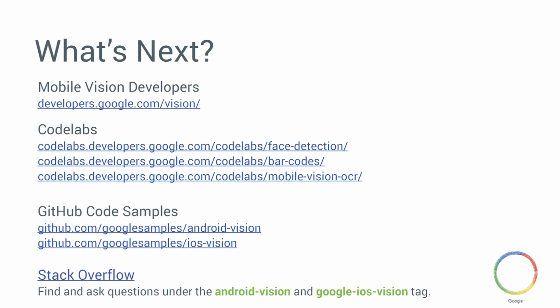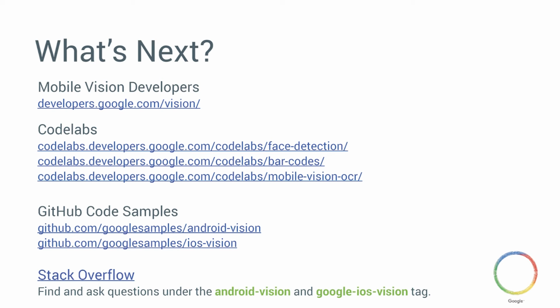So all the stuff I have talked about is available here on the Mobile Vision developers.google.com/vision website. Specifically, I want to point out there are codelabs that you can follow as step-by-step tutorials. And there are samples you can play with for both Android and iOS. We follow our Stack Overflow questions very closely. So if you have Android questions, you want to use the Android-Vision tag. And for iOS questions, you want to use the Google-iOS-vision tag.